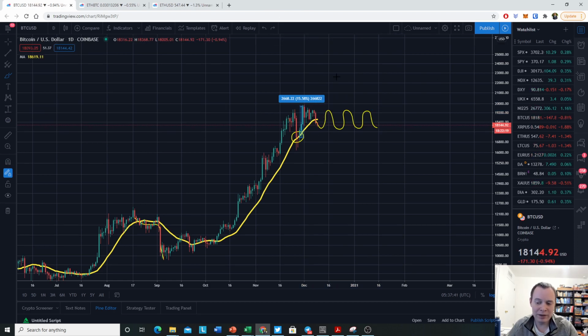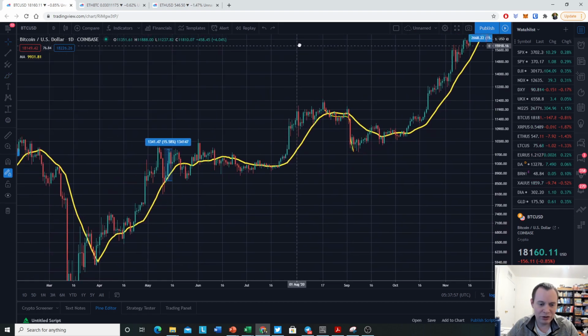And I think it would be helpful to identify this if we're able to get back above the 20-day moving average and then maybe just go above and below it, right? Natural volatility will take the price above and below the 20-day moving average. So that's one of the things I'm going to be looking for.